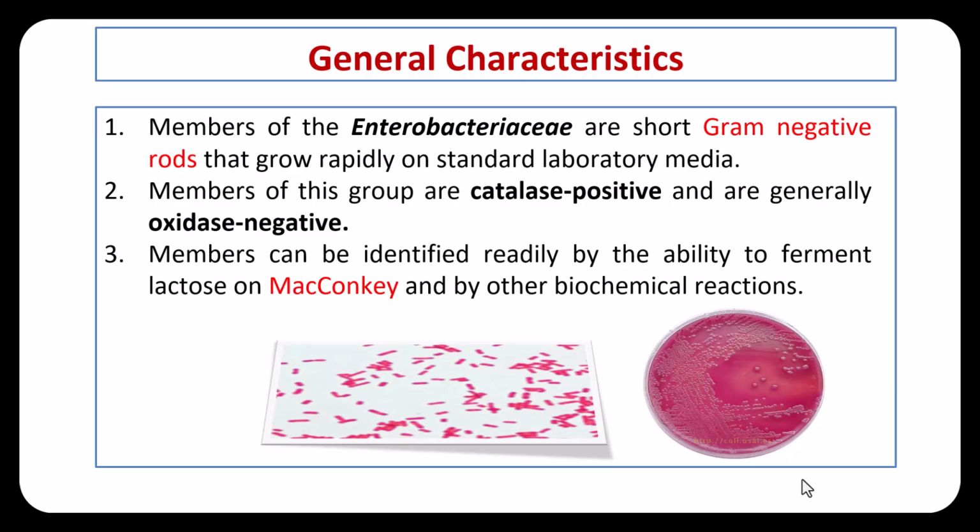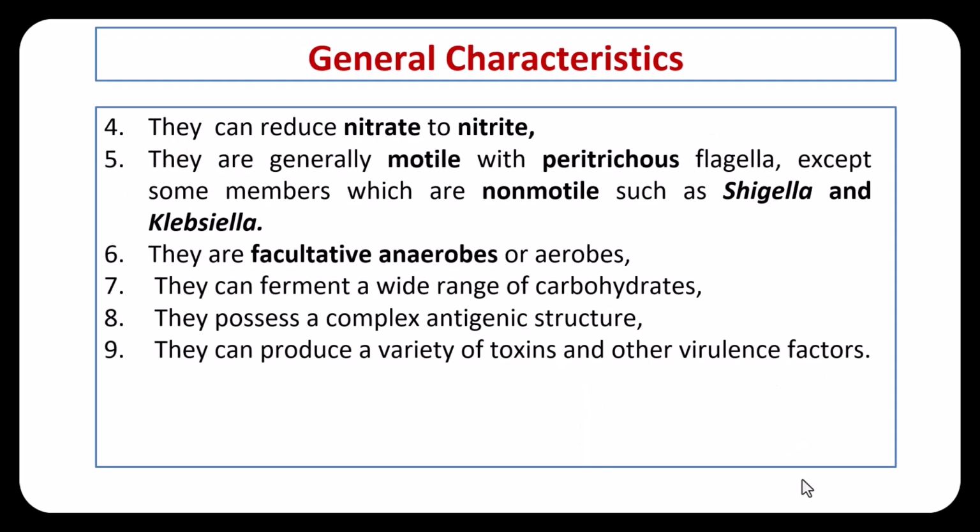And we can identify them by the ability to ferment lactose on MacConkey agar, such as E. coli. They have the ability to ferment lactose on MacConkey agar and produce pink colonies. Or we can identify them also by other biochemical reactions. Another important characteristic, they can reduce nitrate to nitrite, and they are generally motile with peritrichous flagella. However, some species are non-motile, such as Shigella and Klebsiella, and they are facultative anaerobes.